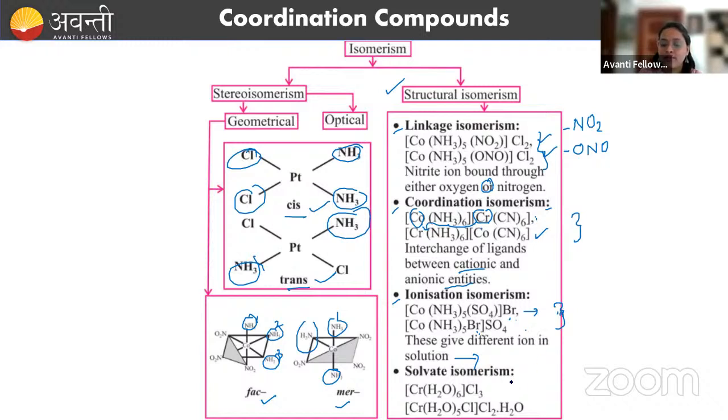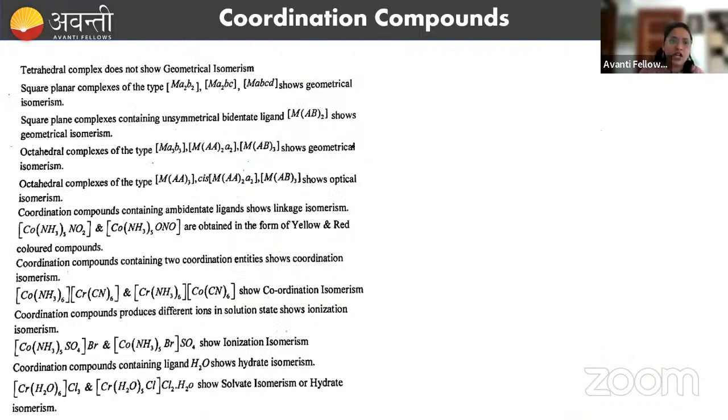Next, solvate isomerism. Solvate isomerism means they are aqua complexes. Here this is one complex, this is another complex. You can see the rearrangement of ligands is different, and that's why these two are solvate isomers of each other. This is very, very important. One question is definitely going to be asked from this PPT. Next, I have summarized very important points here. You can have a look at this.